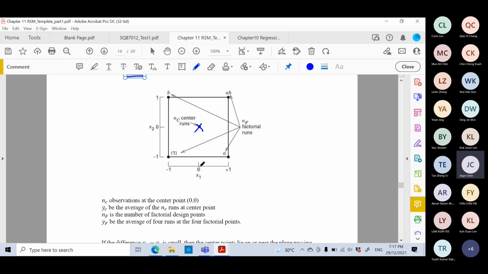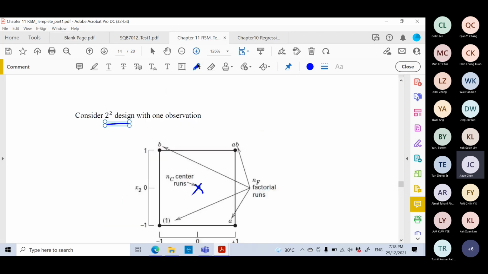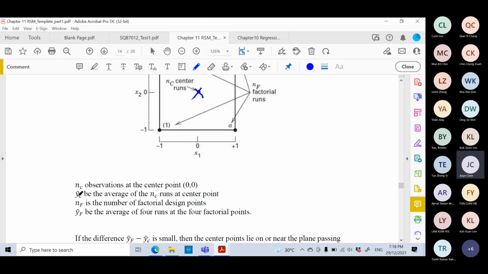So here I will call NC the number of center points you run, or the NC observations at the center point. Because you only study two factors, it's 0, 0 here. And then Y bar C, the C here means the average value of the NC runs at the center point. It means the average value for the center point.